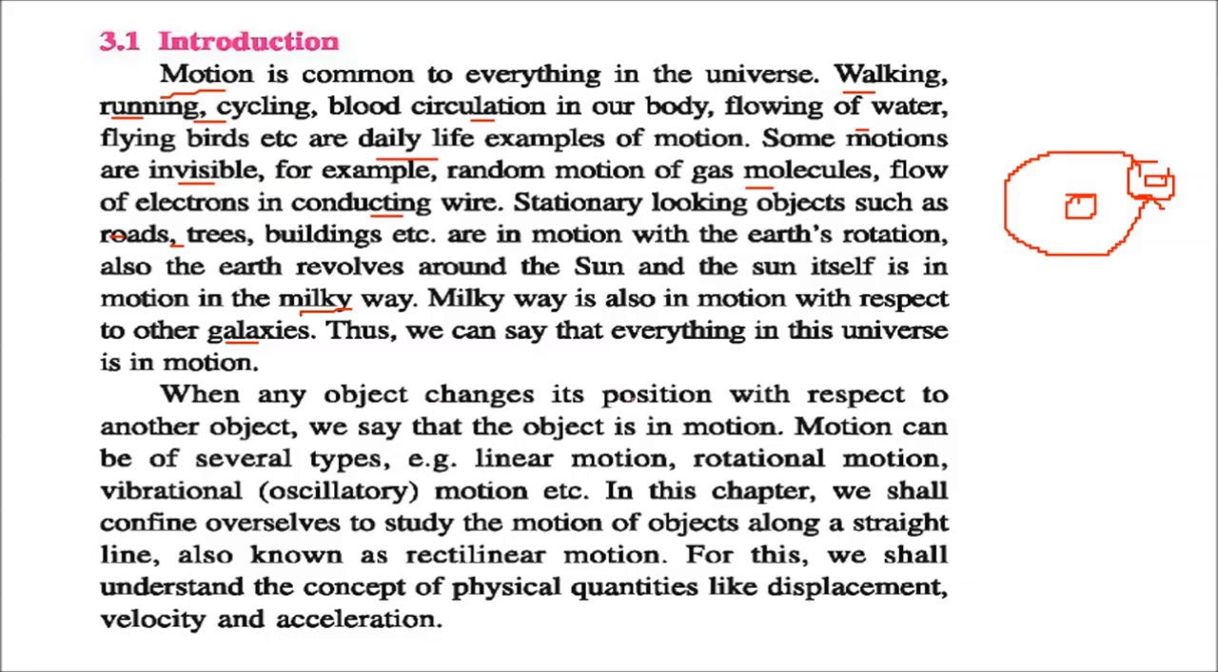So when any object will change its position with respect to another object, that is, if this is an object, this is an object, and this is moving with respect to this object, we say that this object is in motion. And motion can be of various types. It can be linear, it can be rotational, it can be vibrational, like the oscillation. You have seen the pendulum. So we will confine and discuss the straight line here, which we also know as rectilinear motion. So we'll try to understand the displacement, the velocity, and the acceleration.